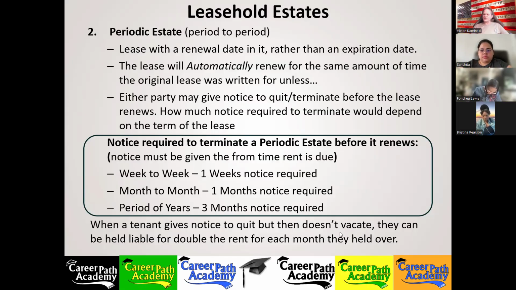So when a tenant gives their notice to quit, but they don't vacate, they can be held liable for double the rent for each month that they've held over. Ooh. So you can't tell a landlord I'm moving out and then not move out, because the landlord may have arranged to get another tenant in there. And now the landlord's in breach of contract with the new tenant because you didn't move out yet. So they could charge you double the rent to cover the other tenant's costs to be somewhere, perhaps. You follow? So that's the rationale behind it.